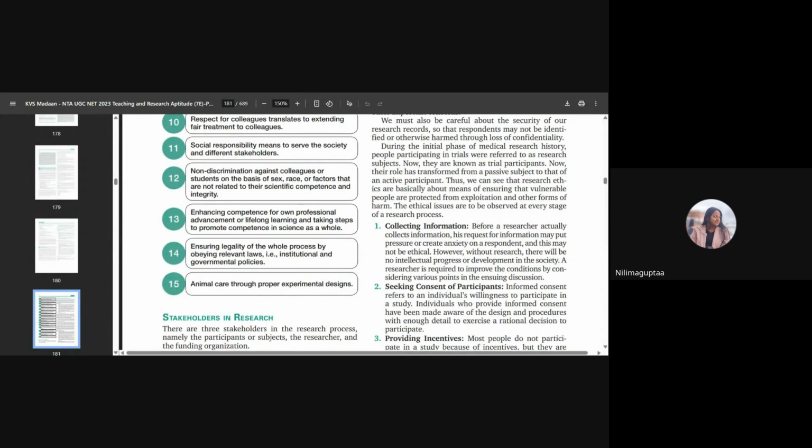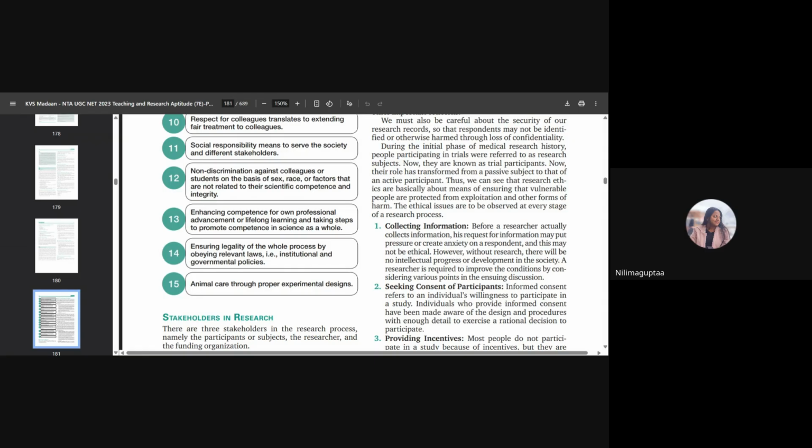Those things should not be there. Your research should have validity. It should have all the actual research that is done at the ground level. Then non-discrimination against colleagues or students on the basis of sex, race, or other factors. That is a research ethic that we need to maintain. Then enhancing competency for own professional advancement and lifelong learning, and taking steps to promote competency in science as a whole. Ensuring legality in the whole process of whatever we are doing, because as we studied yesterday, anything that goes wrong will come under plagiarism or many other things, and accordingly penalties are imposed.